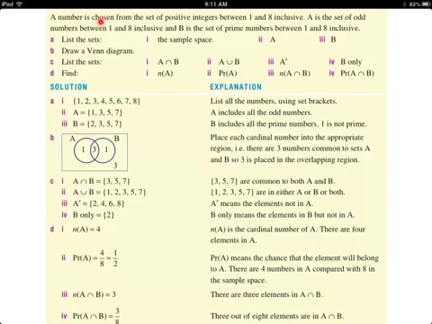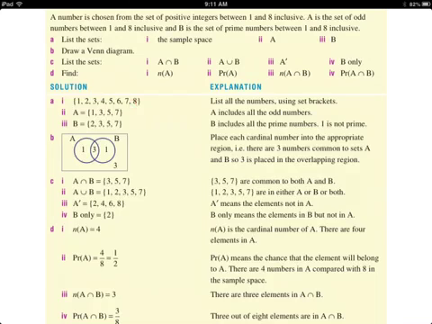Okay, so it tells us here numbers chosen from the set of positive integers between 1 and 8 inclusive. A is the set of odd numbers between 1 and 8, and B is the set of prime numbers between 1 and 8 inclusive. So they ask us to set the sample space. Question A, part 1. If we have a look at the sample space, they've given us all of the positive integers between 1 and 8 inclusive. So 1, 2, 3, 4, 5, 6, 7, 8.